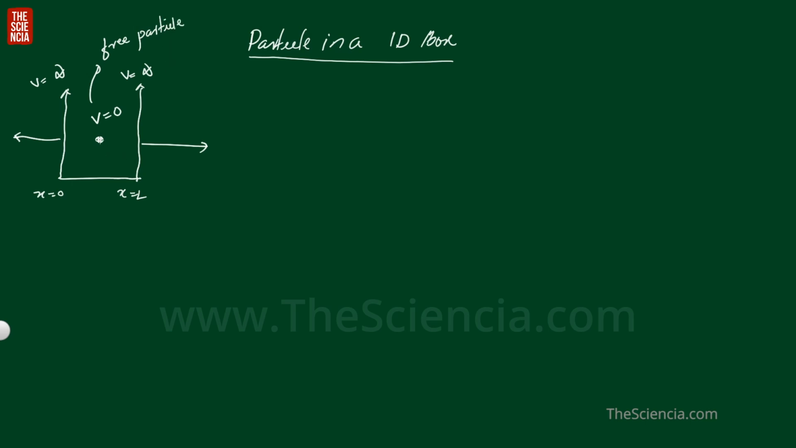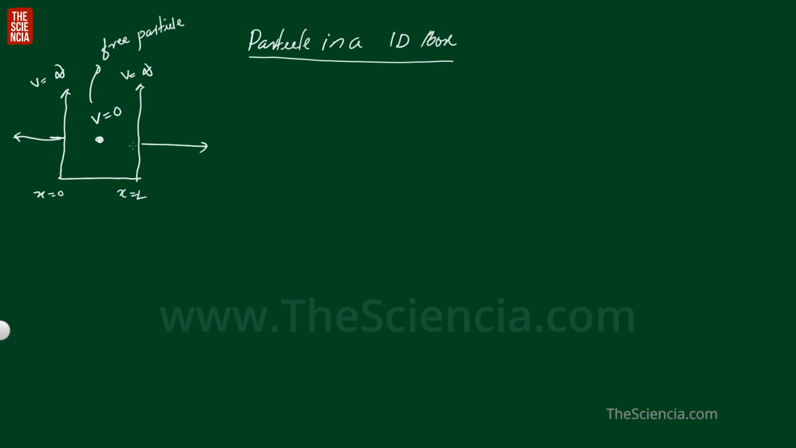And you can see this particle's motion is bounded within this boundary. Why? Because beyond x equal to 0, the potential is infinity. So for this particle to go to that region, it should have infinite potential energy, that is, it should have infinite energy. That is not possible. So this particle is bounded in this region, that is, x equal to 0 and x equal to L.